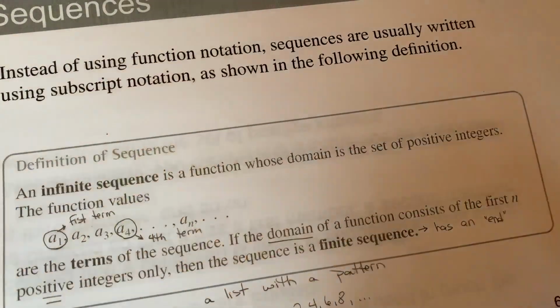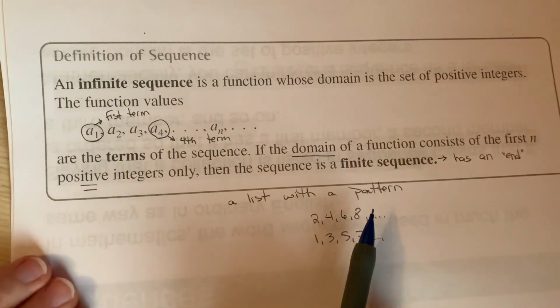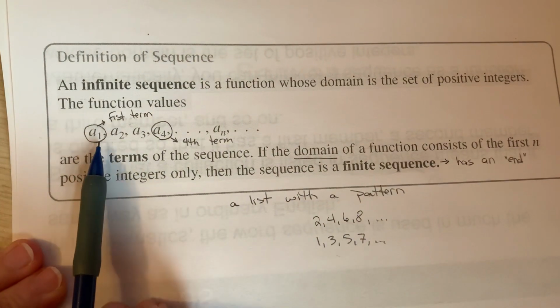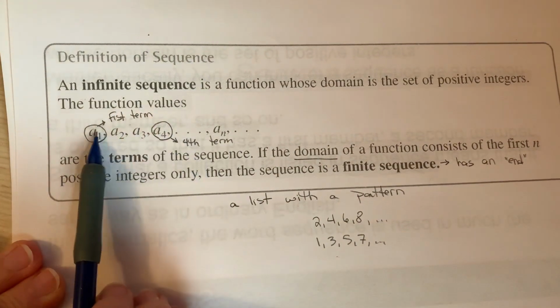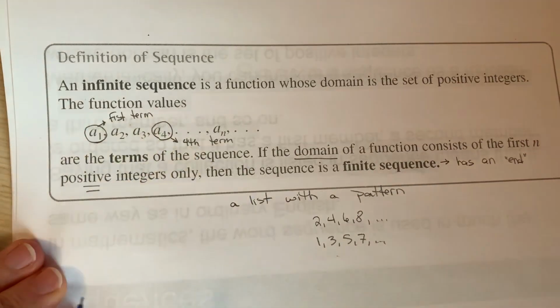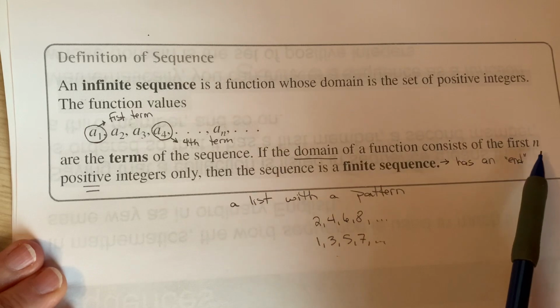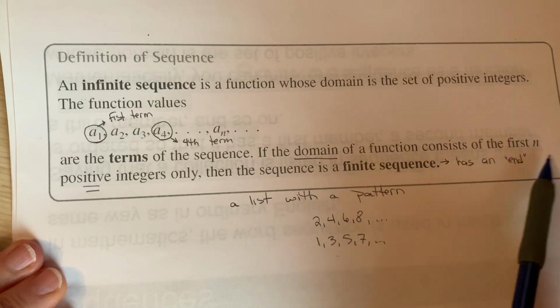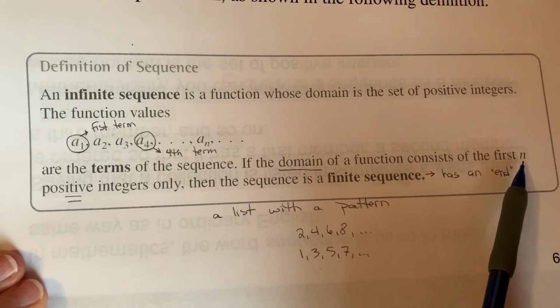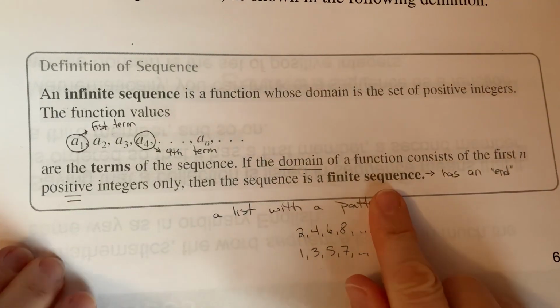A sequence, you can think of it just as a list of terms, and they will have a pattern. The terms are listed like this. A sub 1 would be the first term. A sub 4 would be the fourth term. It's a finite sequence if it has an ending point. So if you were finding the terms from n equals 1 to n equals 4, you would be stopping at n equals 4, and that would be a finite sequence.